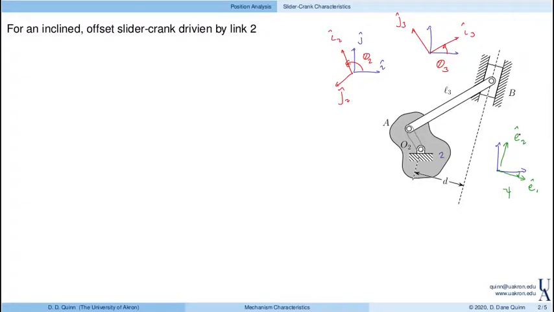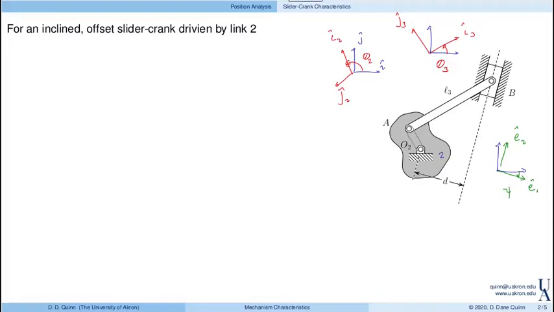Notice that E1 and E2 are actually Cartesian because they're fixed. They don't change as this mechanism moves around. That's in contrast to I2 and J2, which definitely change their orientation with respect to I and J as this mechanism moves. So E1 and E2 are basically fixed directions. They're just not horizontal and vertical like I and J are.